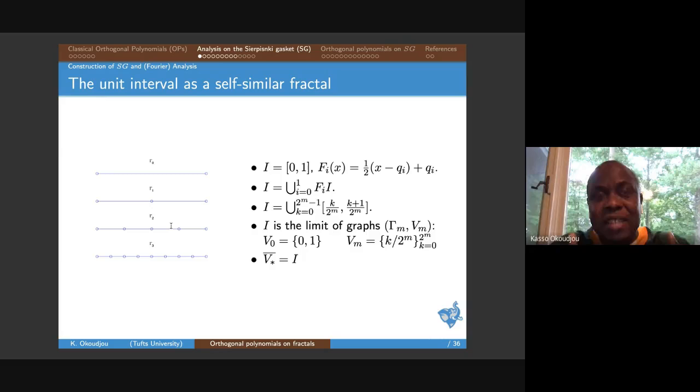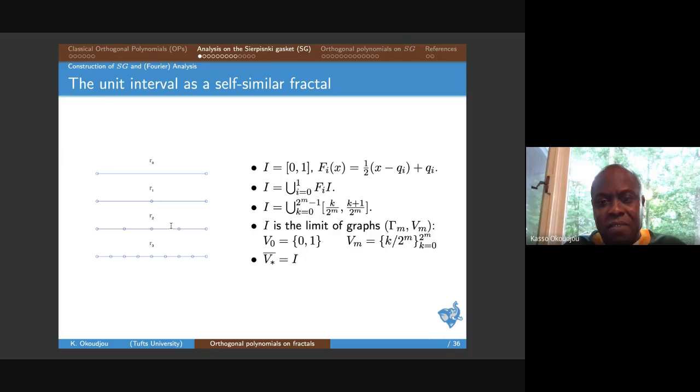So if you want to do approximation, that will be the question: what's the level of approximation that you want to tolerate? And then based on that, you're going to take the graph level that you want to use, and then you're going to do your analysis at that level. Okay, good, thank you.